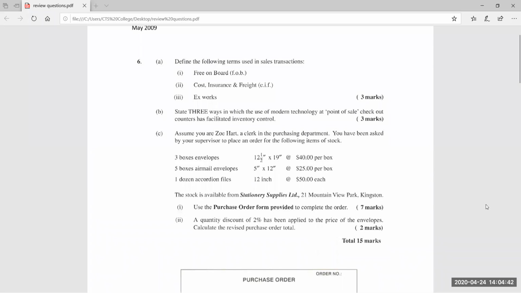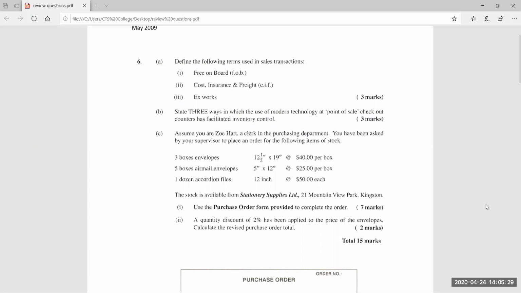Very good. So free on board simply means that the supplier pays the carriage and the handling charges for delivering goods, and the purchaser has to pay all the customs duties and costs of transporting the goods to their premises. Right? So that's FOB. CIF stands for cost, insurance, and freight. It entails the cost of importing the goods, the purchase price, the cost of insuring the goods, and the freight charges.